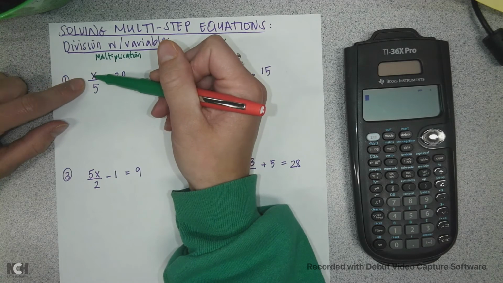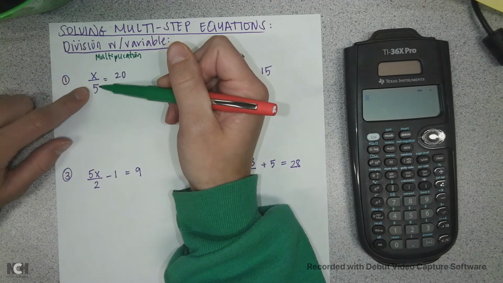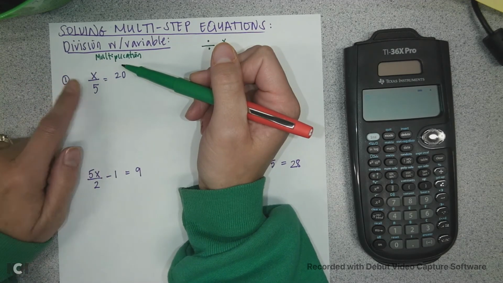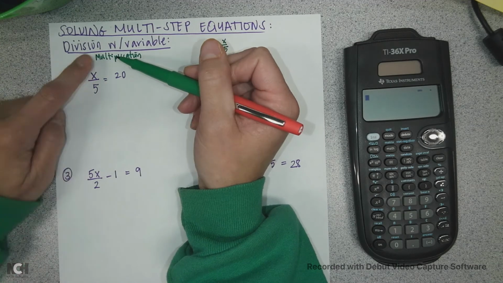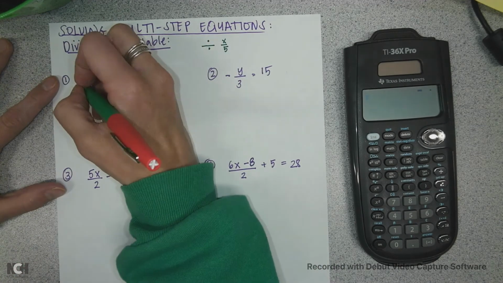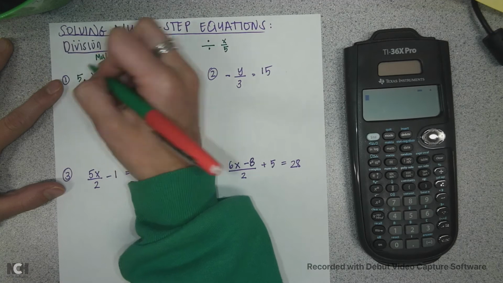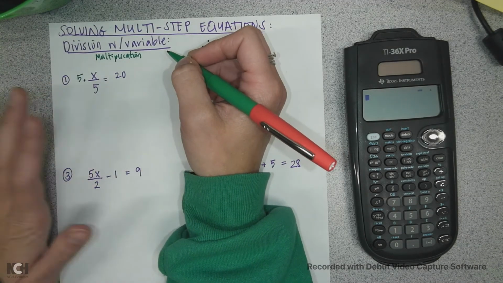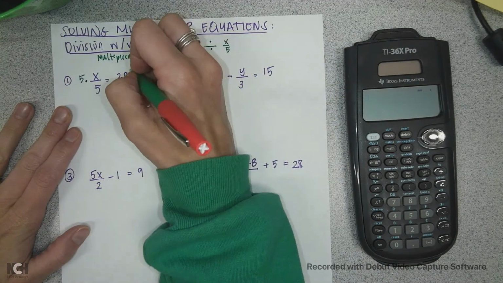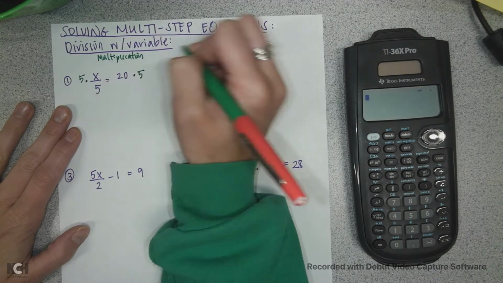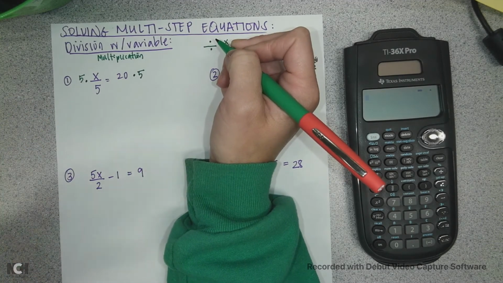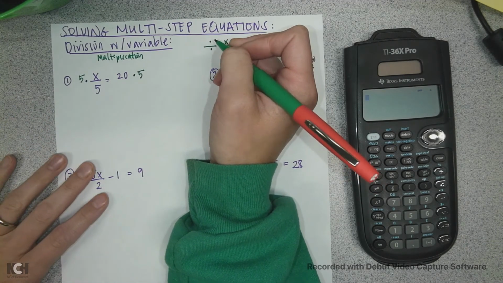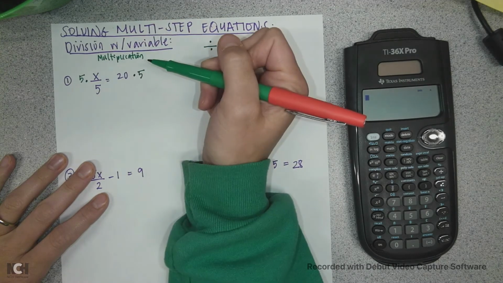So in order to get this x by itself, to remove the 5 from this side, we have to undo by doing the opposite. So we're going to multiply. We multiply the left side by 5, and because it's an equation and must be balanced, we also have to multiply the right side by 5. You can use parentheses or dots. I'll use both on this worksheet so you can see. Please don't use x's because x's are our variable.